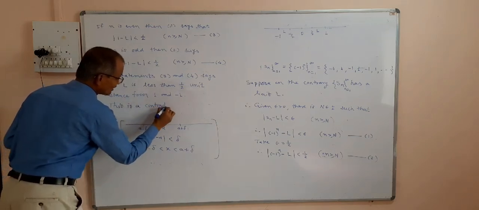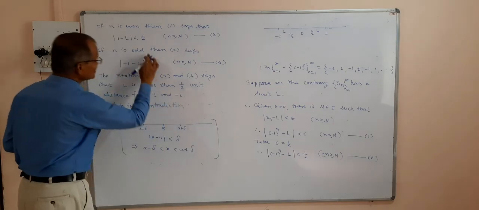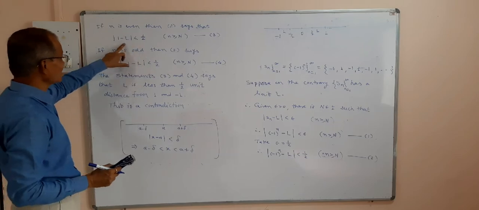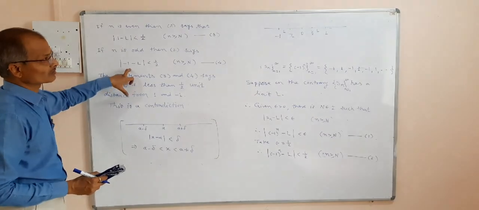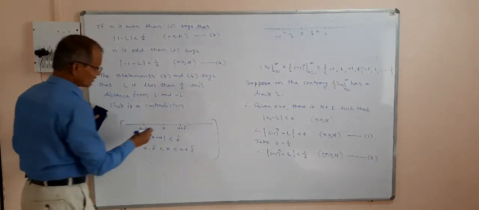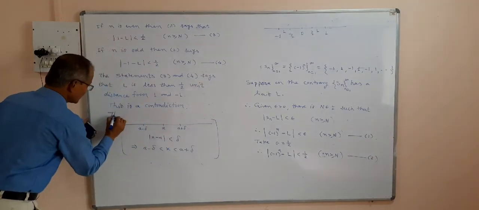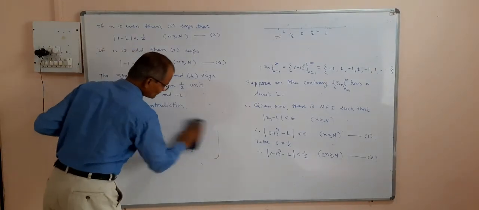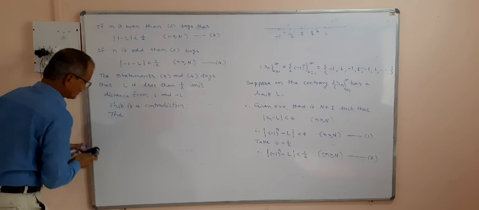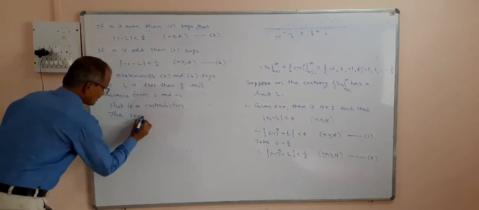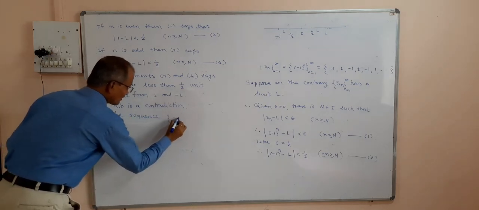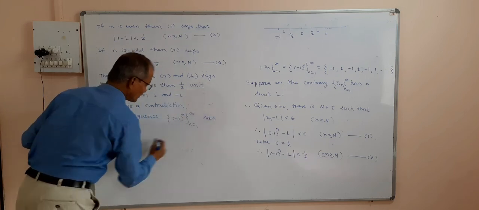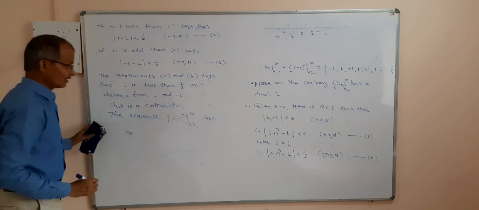No L will satisfy both conditions, that is, less than half unit distance from 1 as well as from -1. So this is a contradiction, and thus the sequence has no limit. So remember this also: the sequence (-1) to the power n does not have a limit.